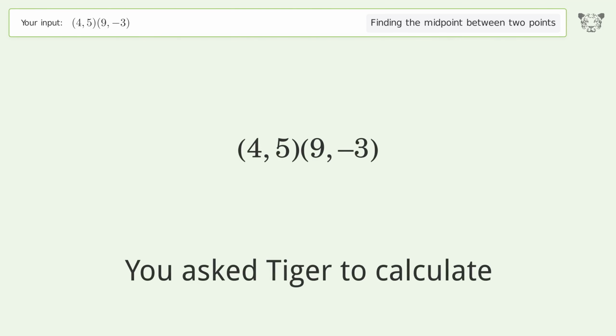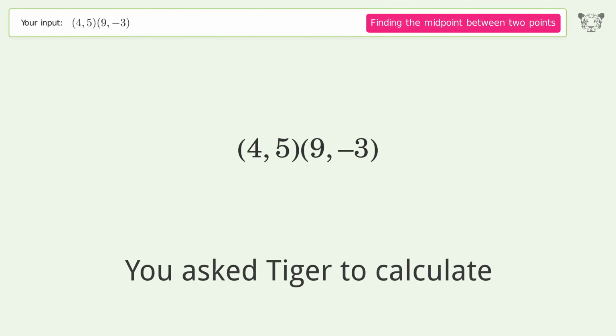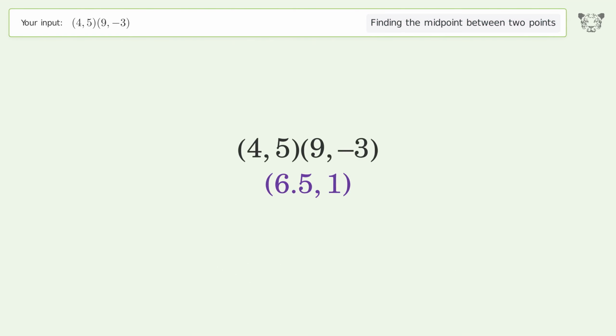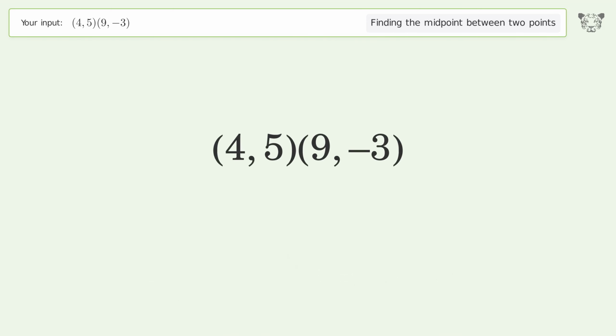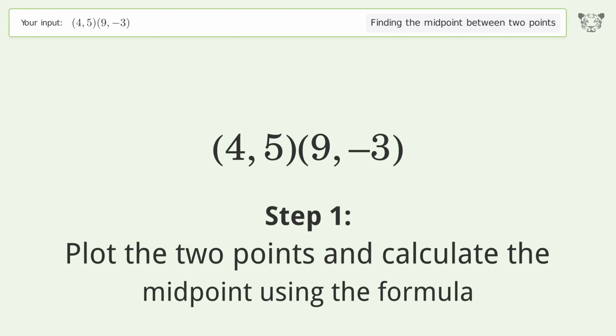You ask Tiger to calculate. This deals with finding the midpoint between 2 points. The midpoint between the 2 points is (6.5, 1). Let's solve it step by step. Plot the 2 points and calculate the midpoint using the formula.